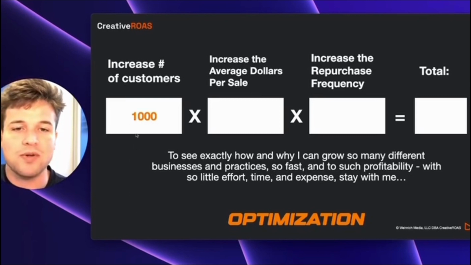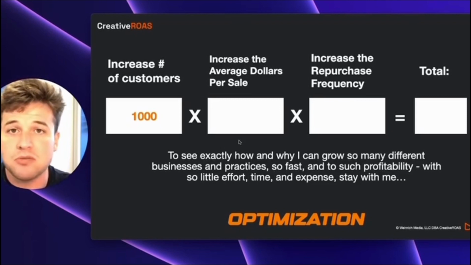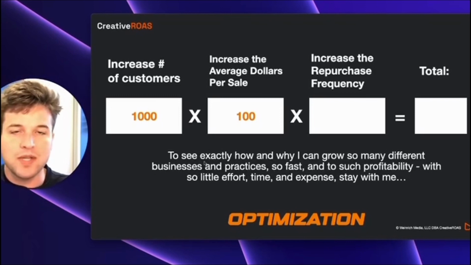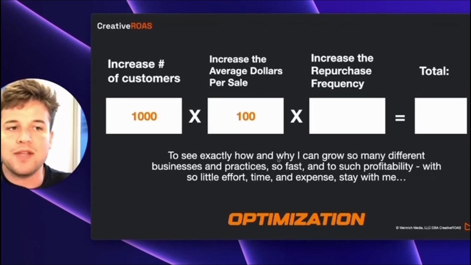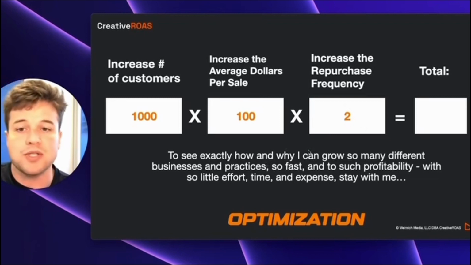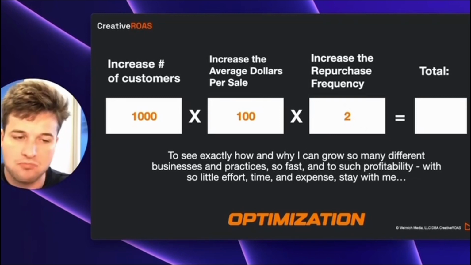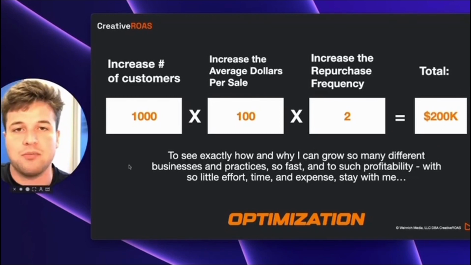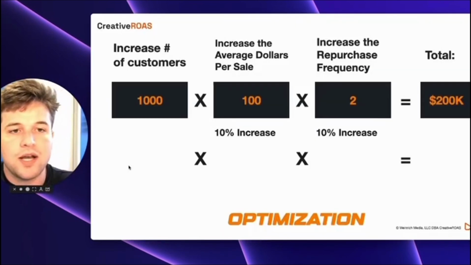So let's say that we've got 1,000 customers, right? That's what our baseline is. Let's say this is on a monthly basis, right? 1,000 customers each month. Average dollars per sale is $100 per sale. And then the average frequency of repurchase is 2. People, when they come into our doors, they purchase 2 times from us. Okay, let's say that those are our numbers. The total on that is $200,000 every single month. All right, pretty good. Now, let's take it here.